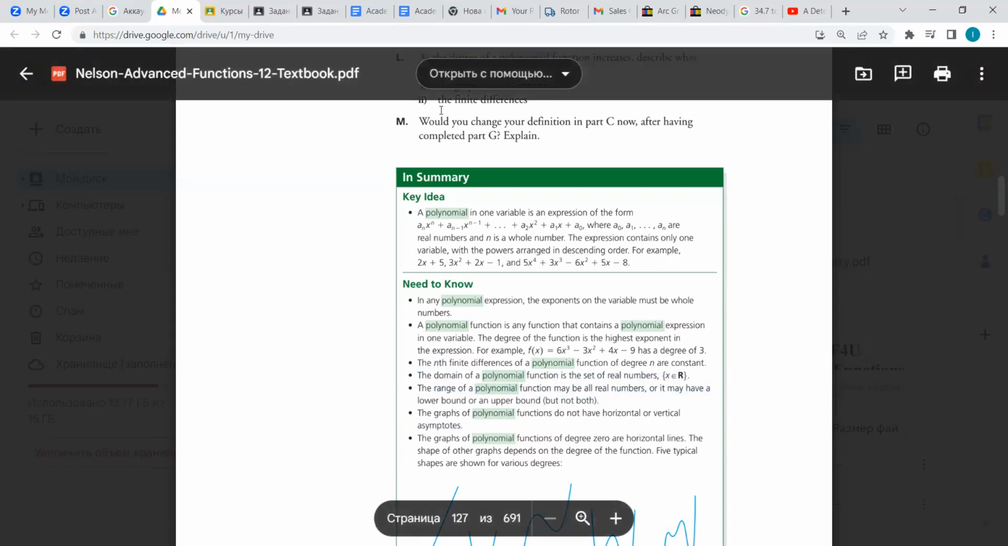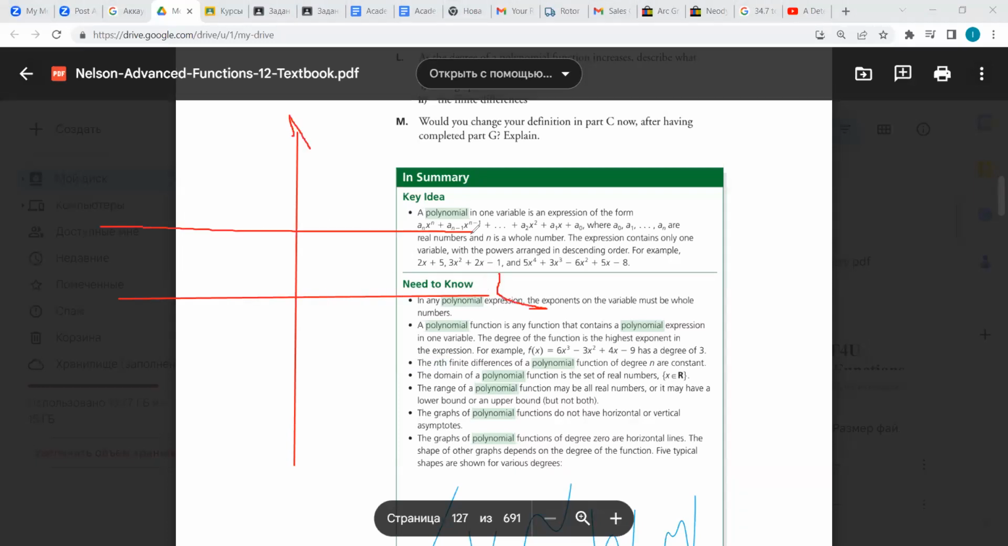So to remind you, if we have a graph, horizontal and vertical asymptotes, I'll use a different color, let's say blue. Vertical and horizontal asymptotes are lines that the function is trying to approach, but would never cross them. And polynomial functions do not have those asymptotes. They only have bounds, lower or upper bounds.